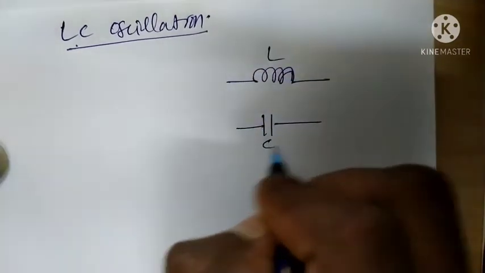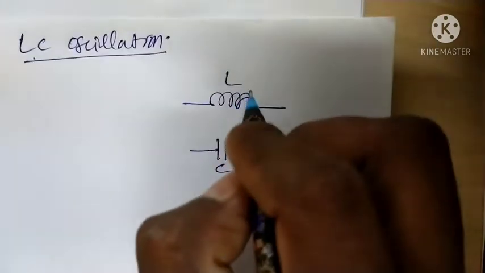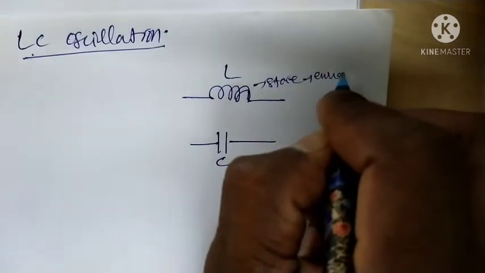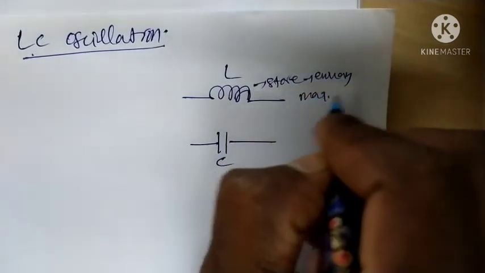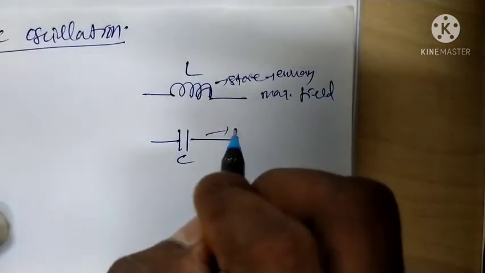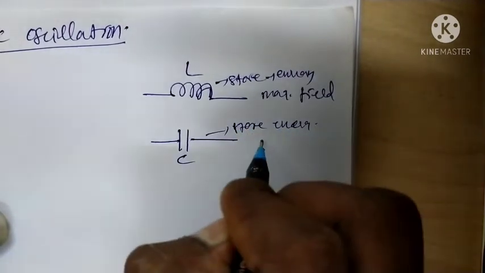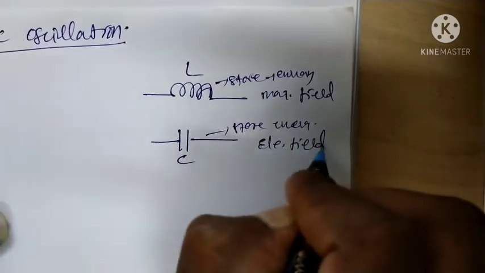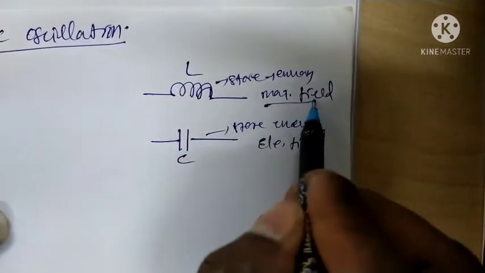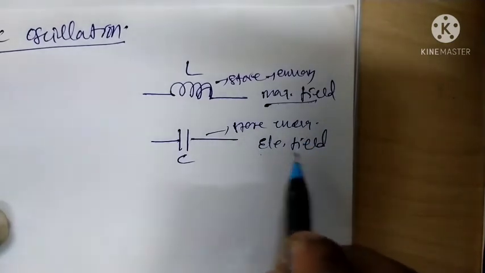What is the use of inductor? These are both devices. L is an inductor. It stores energy in the form of magnetic field. And in the capacitor, energy is stored in the form of what? Electric field. An inductor is a device to store energy in the form of magnetic field, and a capacitor stores the energy in the form of electric field.